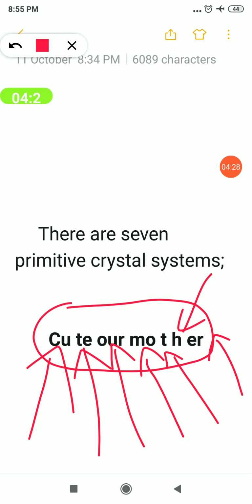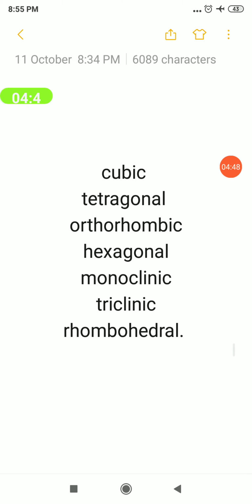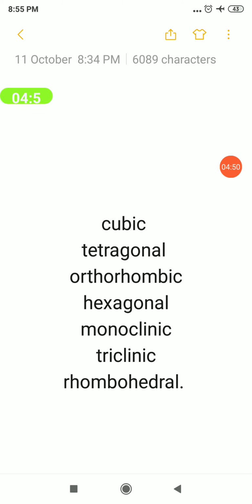So this is the full explanation for this. What is cute our mother? Cubic, tetragonal, orthorhombic, monoclinic, triclinic, hexagonal, and rhombohedral. So these are the 7 primitive unit cells. About that we are going to see now. Those are cubic, tetragonal, orthorhombic, hexagonal, monoclinic, triclinic, and rhombohedral.